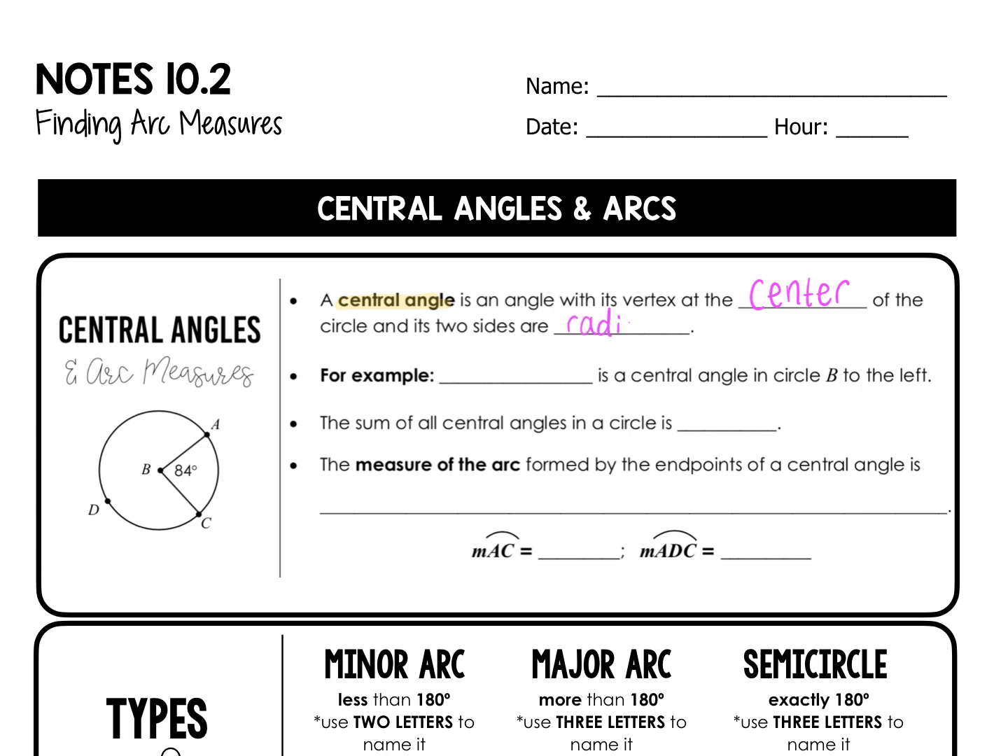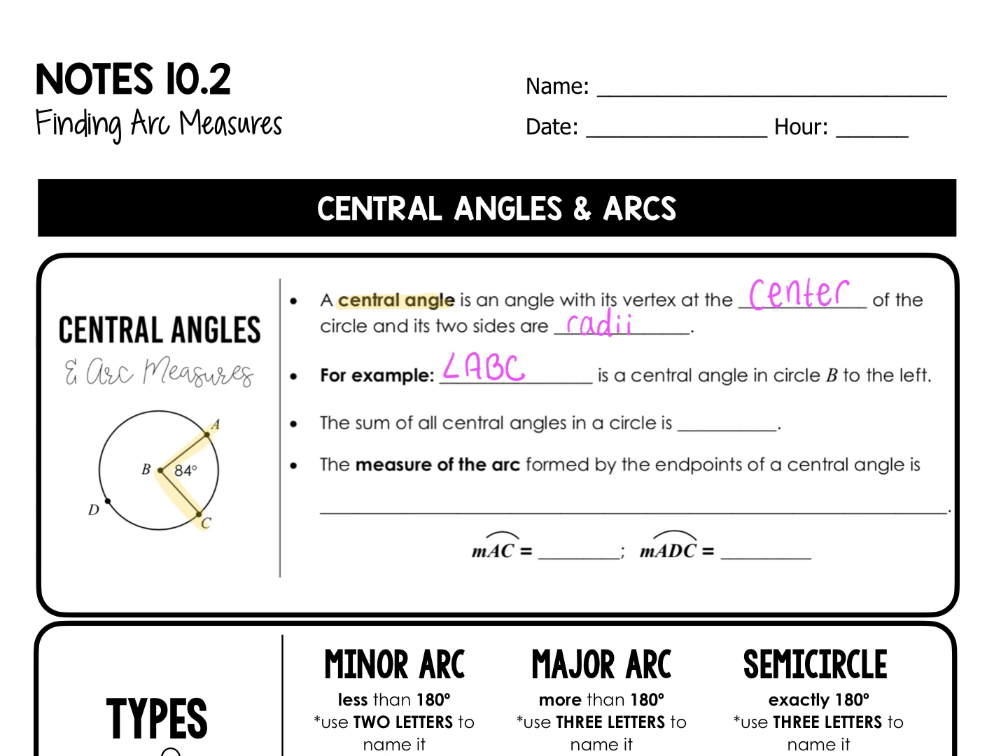Remember, when we're talking about more than one radius, we don't say radiuses, we say radii. So this is a central angle. Its vertex is on the center of the circle, and its 2 sides are radii. For example, this angle that I'm going to call angle ABC is a central angle in circle B to the left.